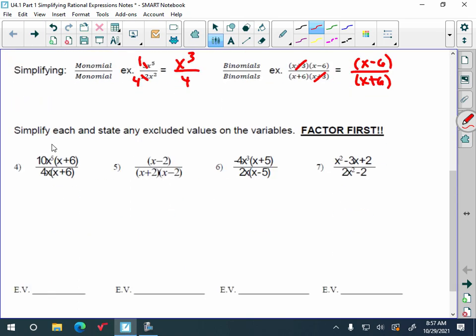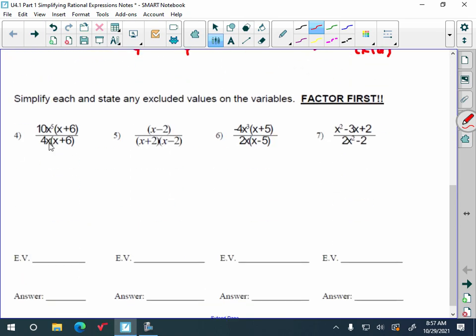All right, so now let's go ahead and state the excluded values, and then we're going to simplify. Again, the first step is always to check to see if it's factored. The top has to be factored, the bottom has to be factored. Everything has to be factored. All the rules of factoring come back. Look how many terms you have. Do you have 2 terms, or 3 terms, or 4 terms? So this first one is already factored for you. Can't go any further.